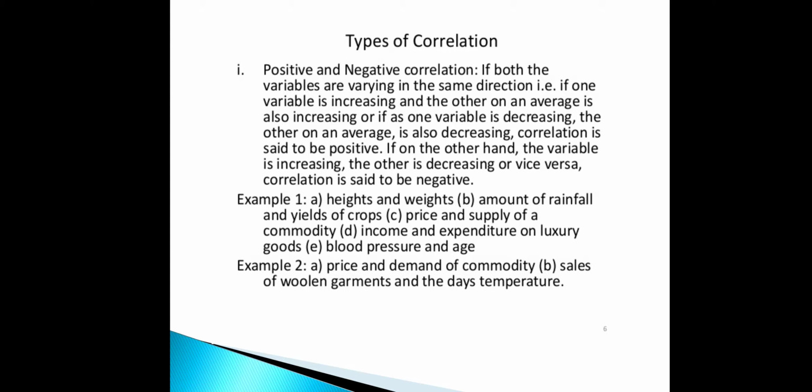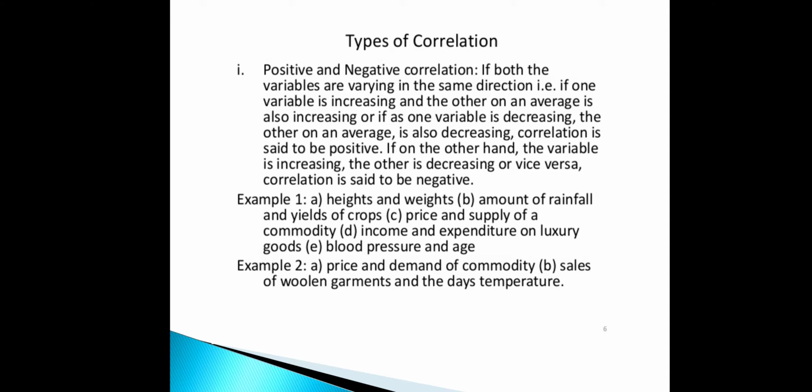On the other hand, if one variable increases and the other decreases, or vice versa, then correlation is said to be negative. For example, heights and weights. If the height of a person increases, the weight also increases, so height and weight are positively correlated. Amount of rainfall and yield of crops: if you get a good amount of rainfall, then we get a good yield, so this is a positive correlation. Price and supply of a commodity, income and expenditure on luxury goods, blood pressure and age, etc. These are all positively correlated variables.